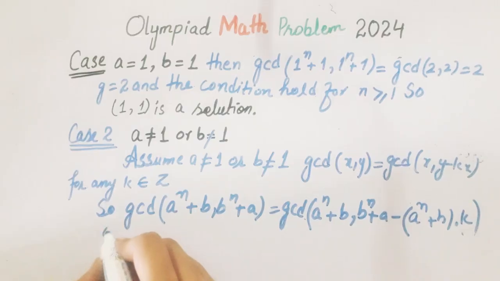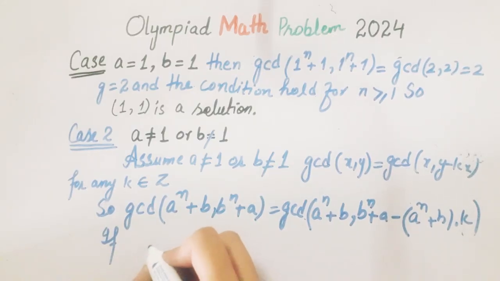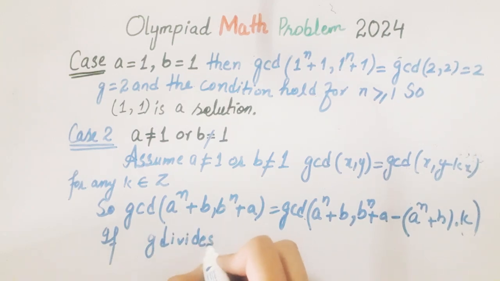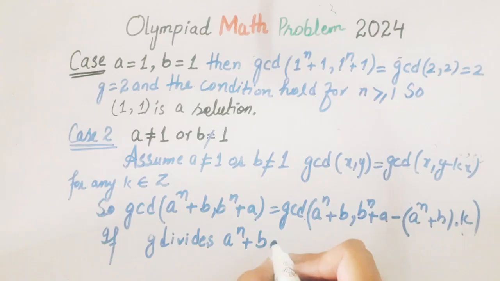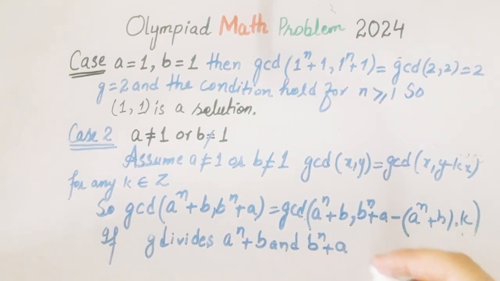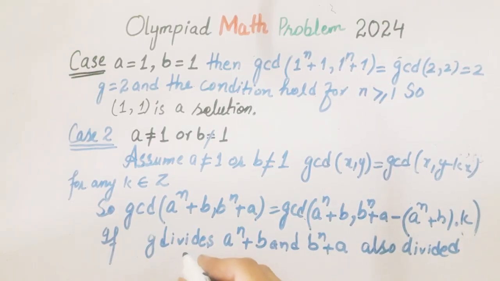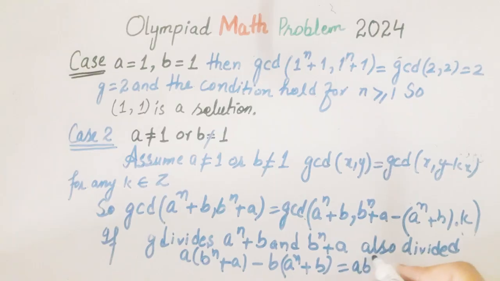So g divides a^n + b and b^n + a, so it must divide the difference of both of them, and it also divides a(b^n + a) minus b(a^n + b), which will be equal to ab^n + a^2 minus ba^n minus b^2. So this is divisible by g for all integers n greater than or equal to N.